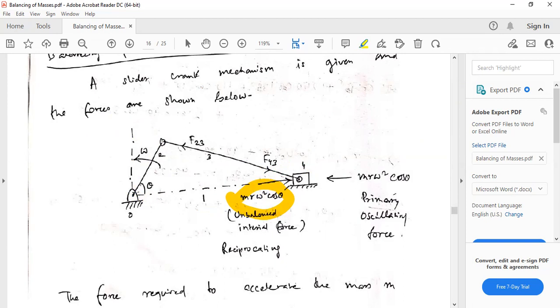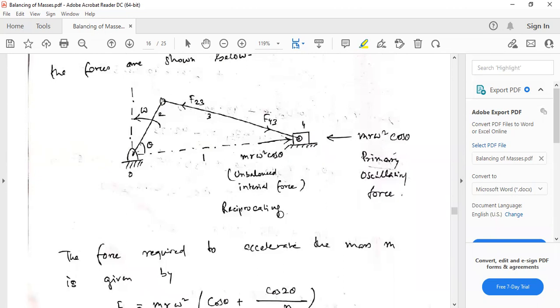And you see, this is actually the unbalanced force, or the force that causes the oscillation. We call this the primary oscillating force. This you just have to understand. This force has come from the component of the centrifugal force here, and we have found that this causes some oscillation. Now what type of unbalance does it cause, or is there any other type of unbalance? We'll have to see. This is what we call the unbalanced inertial force.